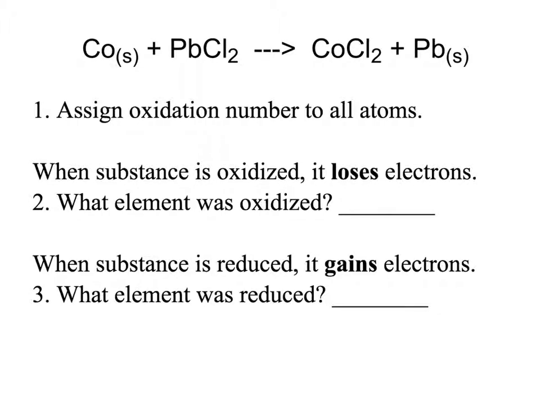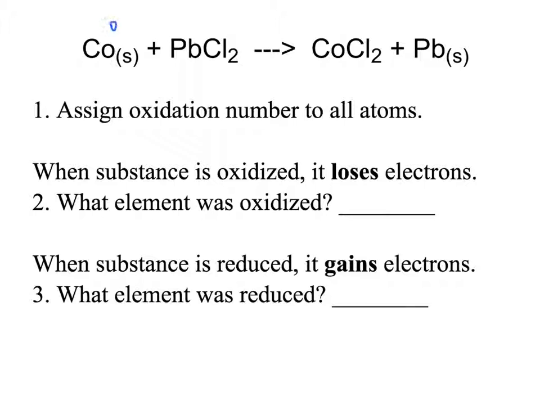In this video, I want you to learn how to figure out which substance got oxidized and which substance got reduced, as well as who played the role of oxidizing agent and who played the role of reducing agent. So we always start by assigning the oxidation numbers to all of our elements in the reaction.